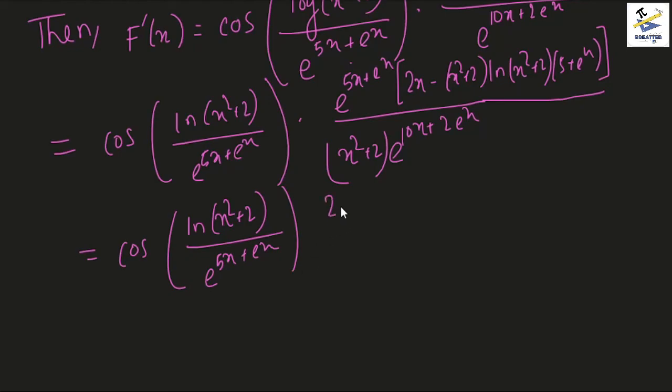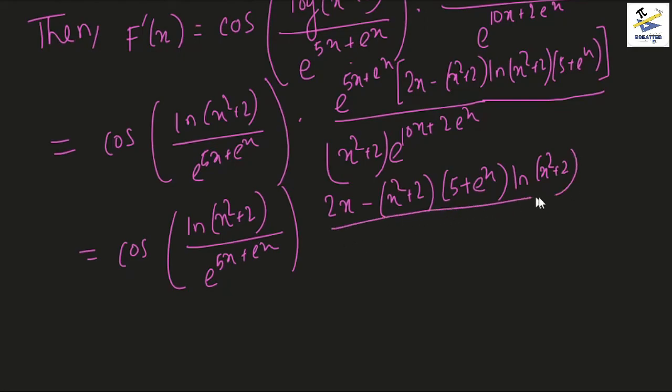into 2x minus x square plus 2 into 5 plus e to the power x into ln of x square plus 2, whole divided by e to the power 5x plus e to the power x into x square plus 2. So this is our final answer, and obviously it's a multiplication in between. So this is our final answer for the problem.